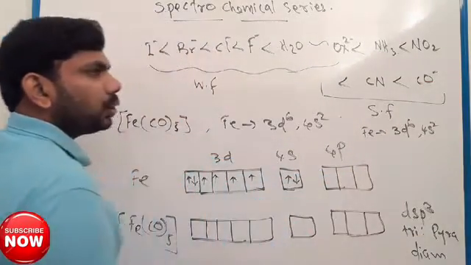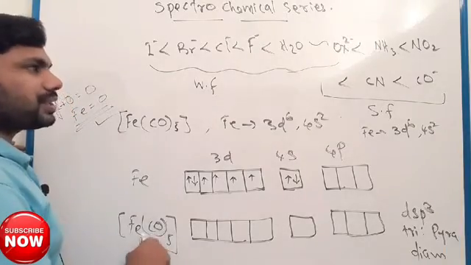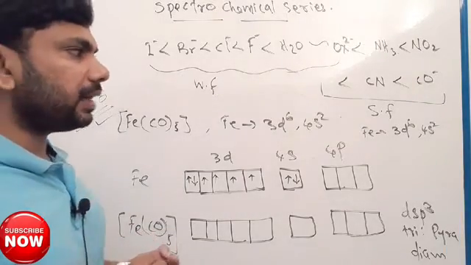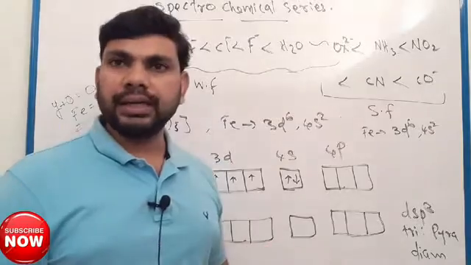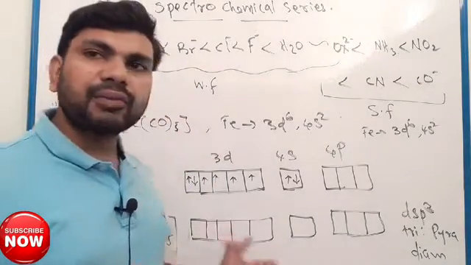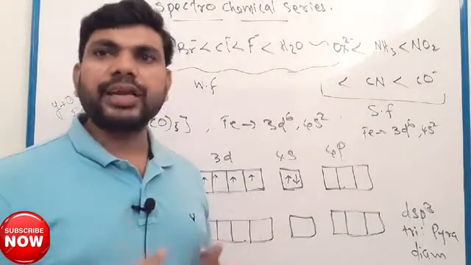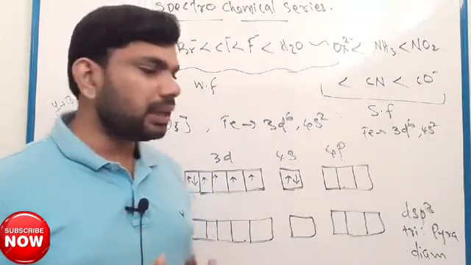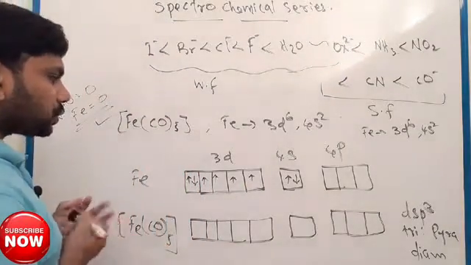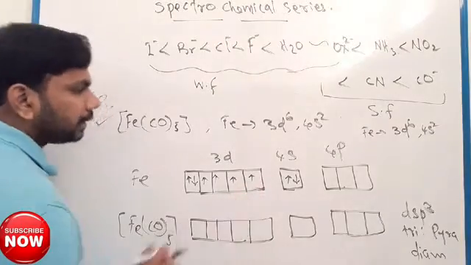Carbonyl, CO. This is a strong field ligand. CO means strong field ligand. So what happens here? A strong field ligand means pairing takes place, so we have to make pairing.